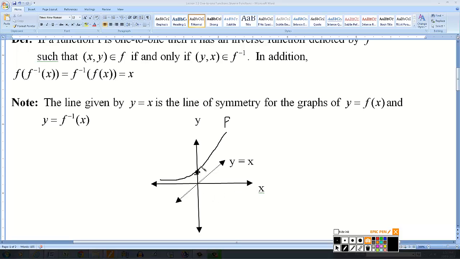If I reflect this over the line, remember what I said in the last video: if you have a function and its inverse, and you reverse the ordered pairs, those ordered pairs will be in the graph of the inverse. So if f passes through (0, 1), then f inverse will pass through (1, 0). So the inverse would look something like this.